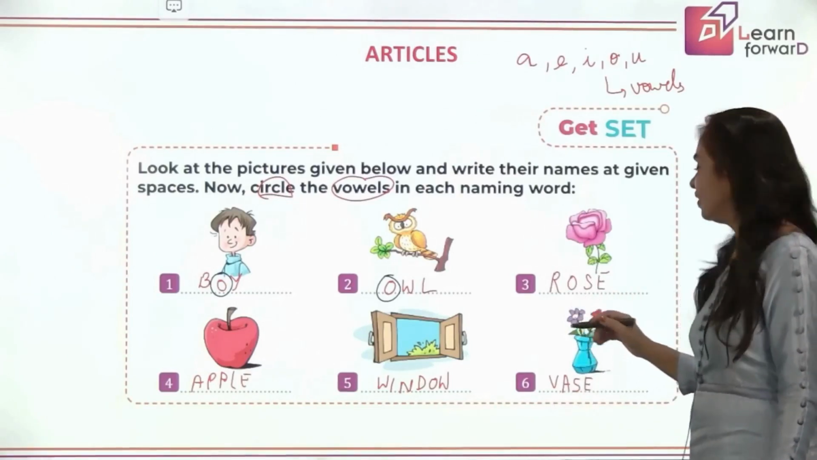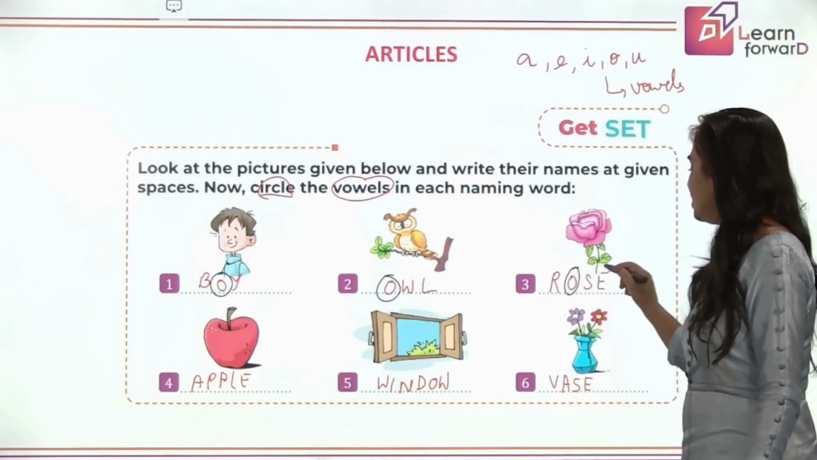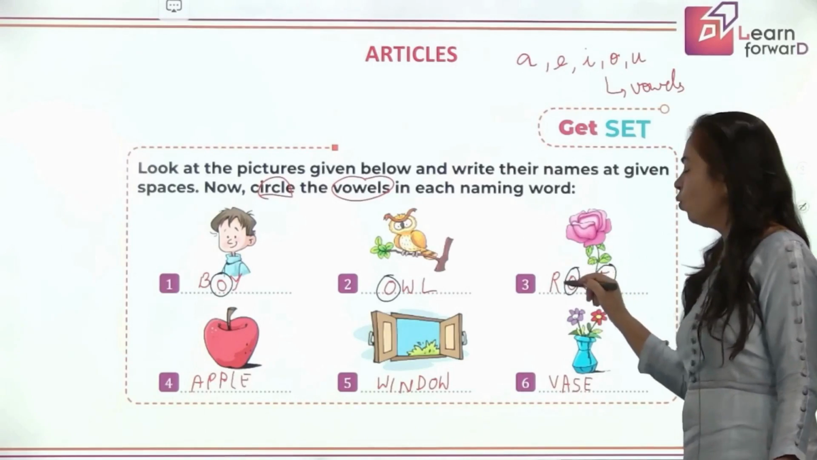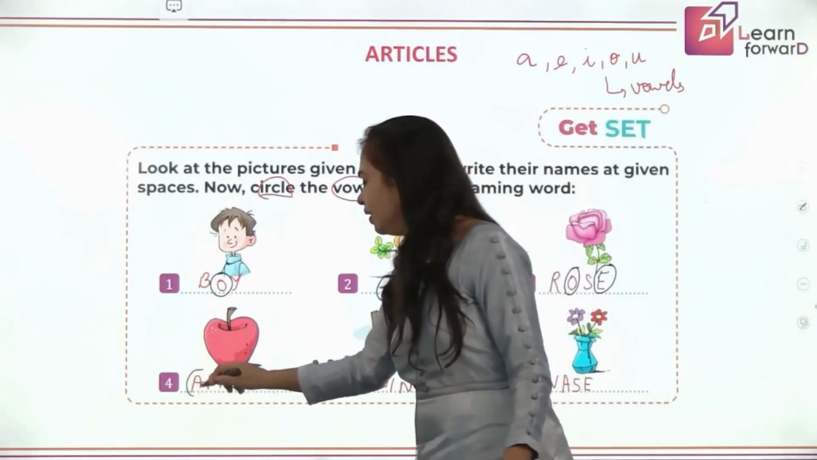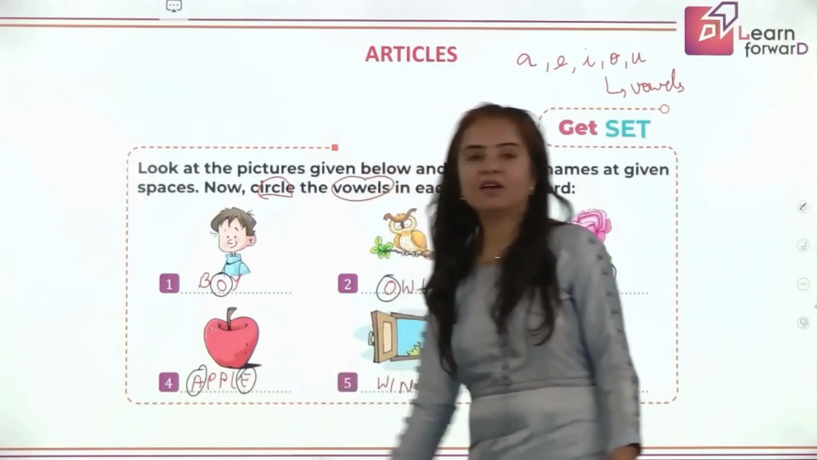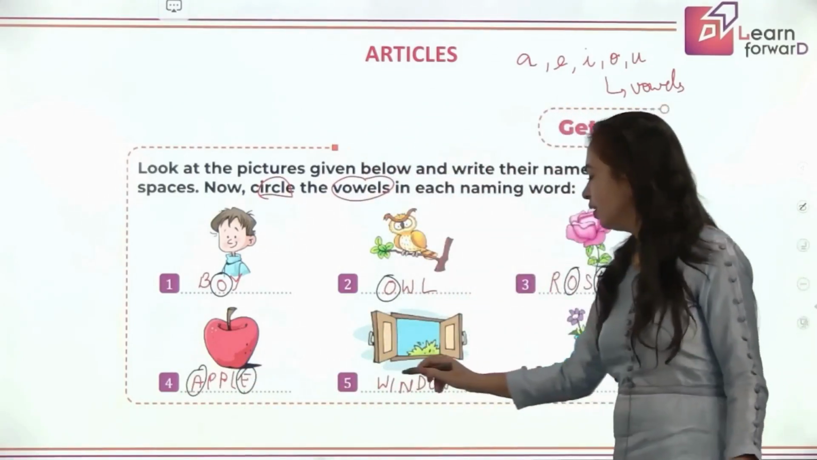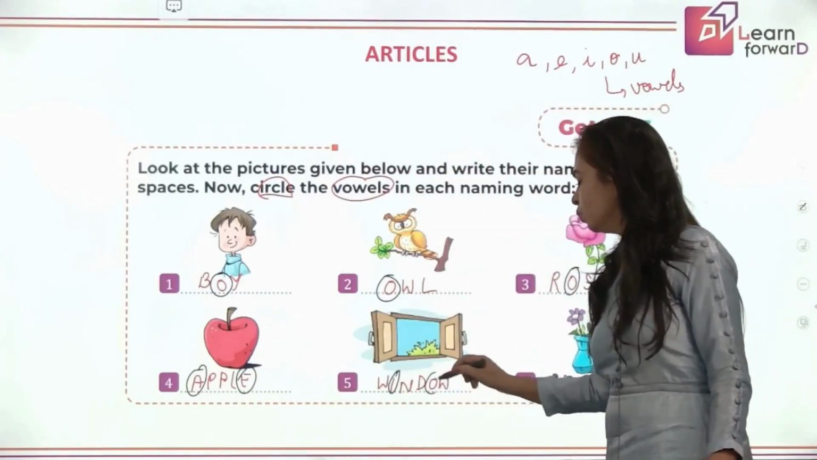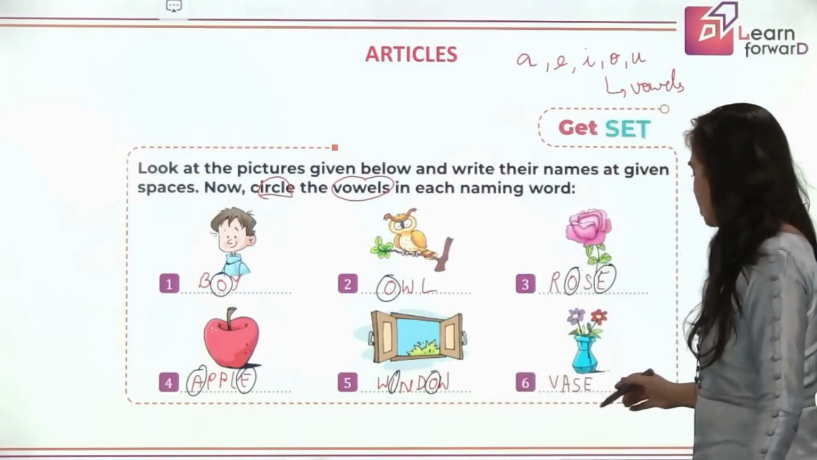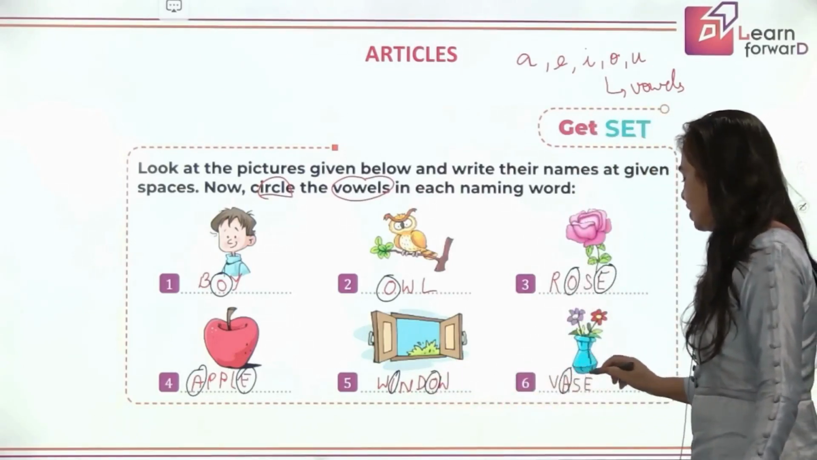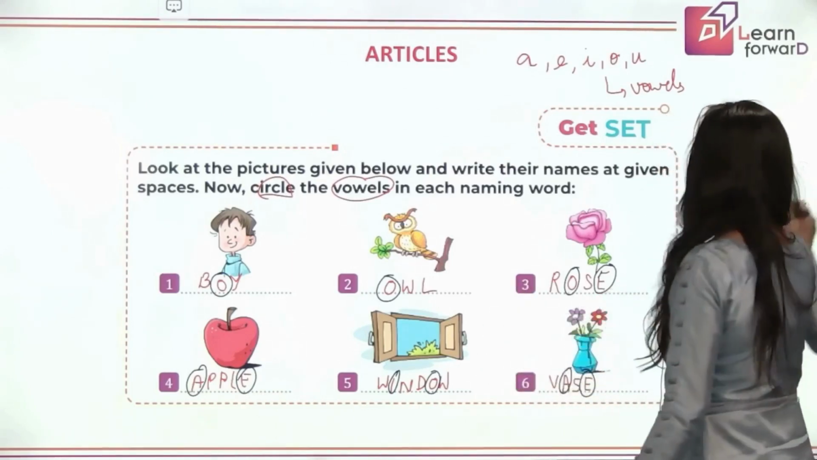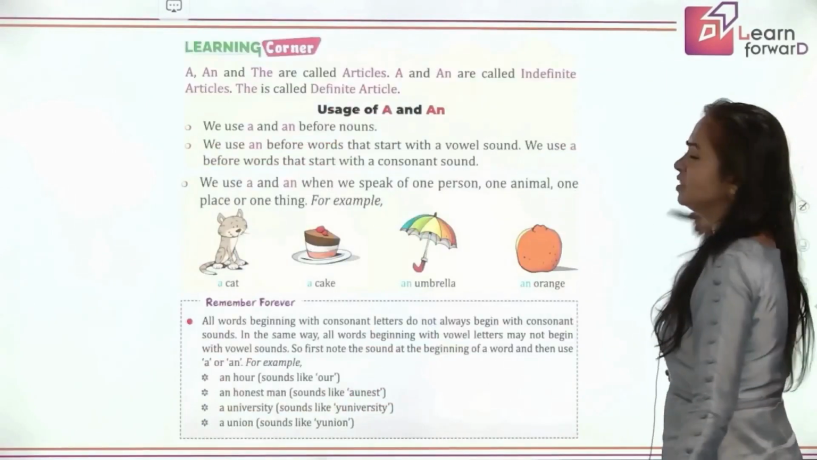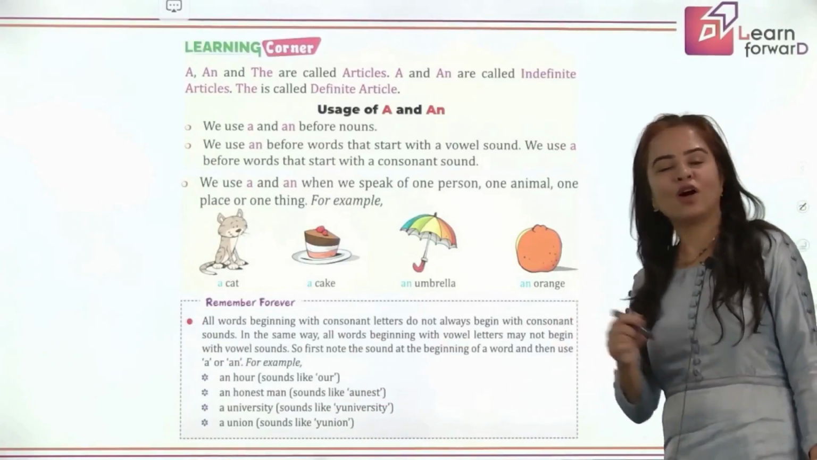Oh, here we have 2. E and O both are vowels here. And here also you have 2. How many do you have here? I, O. Yes. And in vase, how many do you have? A, E. So that's it. Vowels are done. And all other letters in the English alphabet are called consonants.